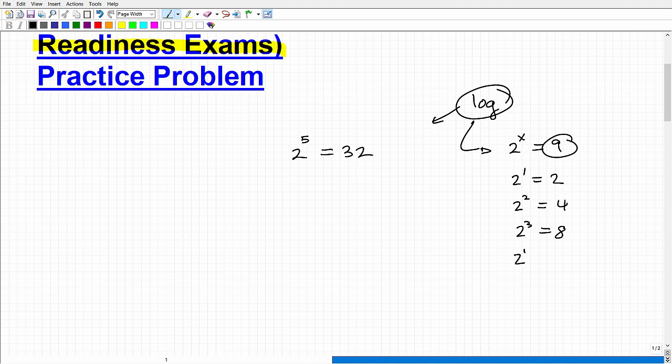Then I go 2 to the 4th power. Well, that's 16. So I went too far, right? So the answer here has got to be pretty close to 3, but no more than 4. Okay, less than 4, but more than 3. Somewhere in there is going to be the solution to an equation like this.